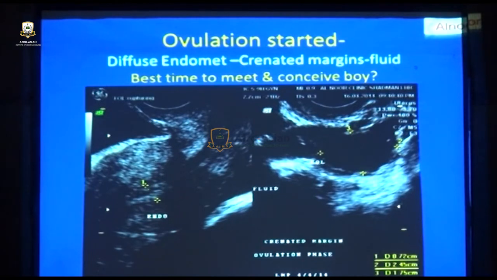But if this couple meets 12 hours before or after that, then the life of the Y component is just 12 hours. If they don't meet within 12 hours, if they meet after 12 hours or so, then the likely possibility is a female. Why female? Because the Y component has a small life. After 12 hours, it's the duty of the X component to go and strike the ovum. So that's why it's very important to ask them to meet immediately after they see these changes.